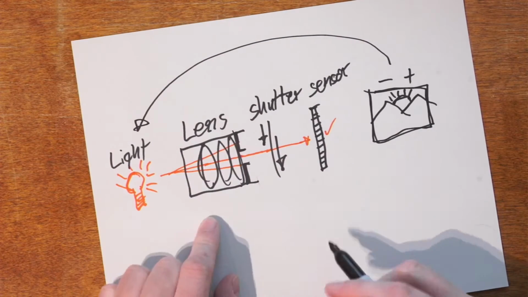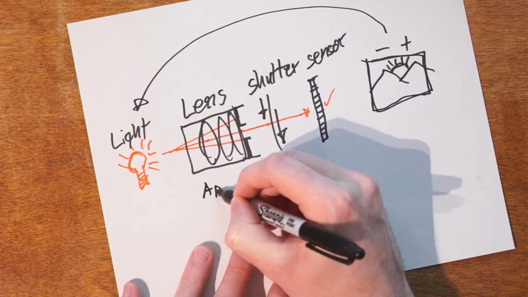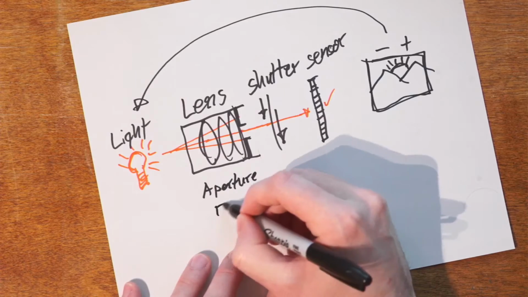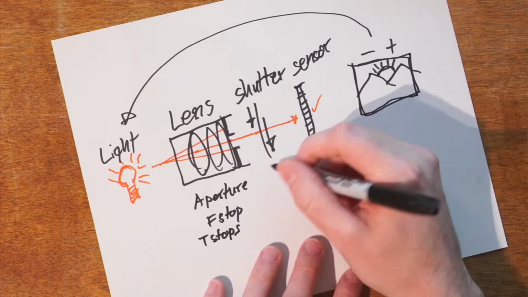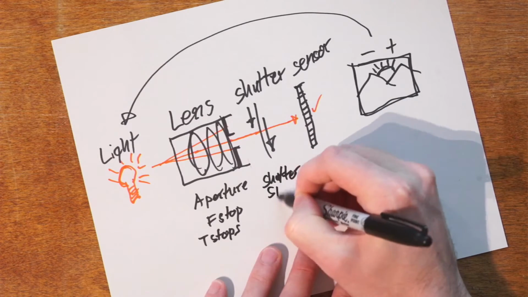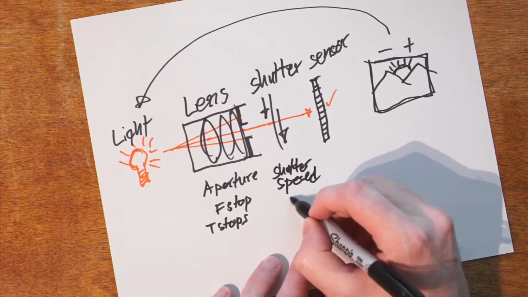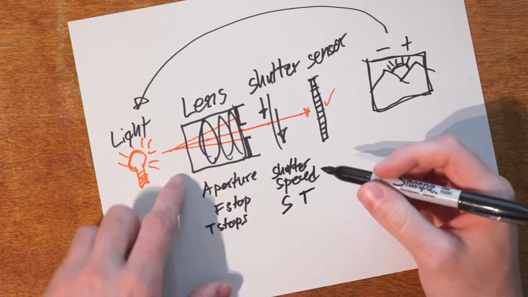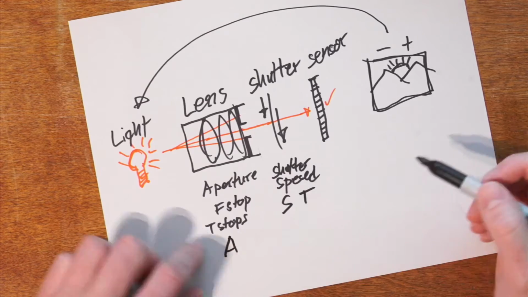So the words we're going to use: this is an aperture, and the unit is f-stop. The shutter is simply shutter speed. Sometimes you will see this as the S mode on your camera or the T mode on your camera. If you want to control the aperture as your main control, you will generally see that as an A.